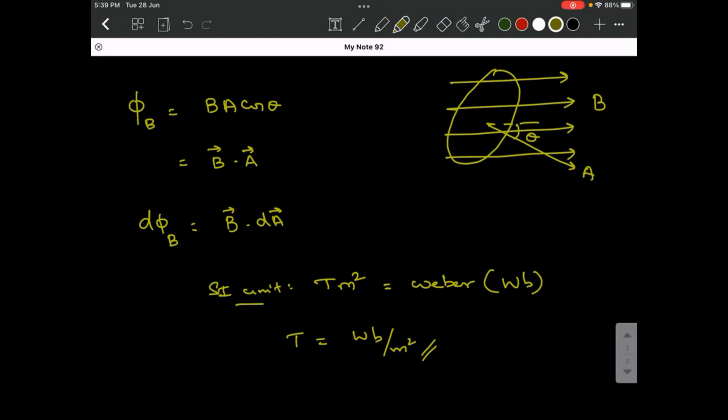Right. Now, the next question that we need to ask is, we defined magnetic flux. We understood what is magnetic flux. But what is the important phenomenon that we observe with respect to a magnet and a coil?